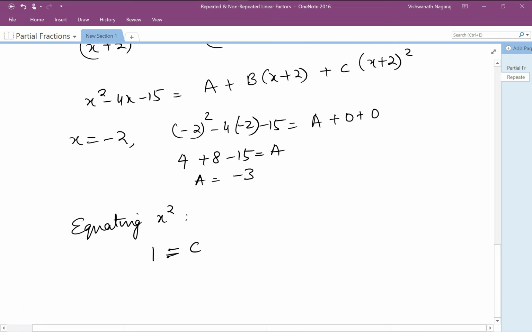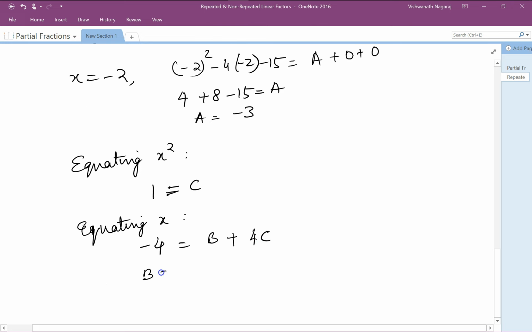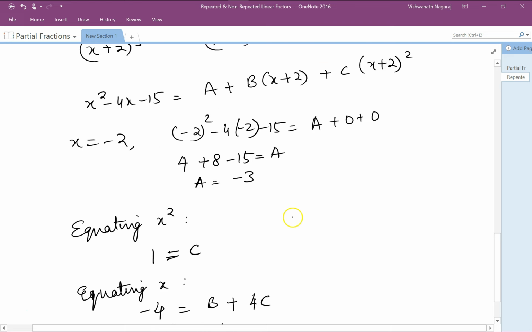Equating x square, we get only c. Now equating x, we get bx. On the left hand side we have minus 4, on the right hand side we have b plus 4c, since x square plus 4x plus 4 will come. So b would become minus 4 minus 4c, which is equal to minus 4 minus 4, which is minus 8. Okay, so let me write that step.